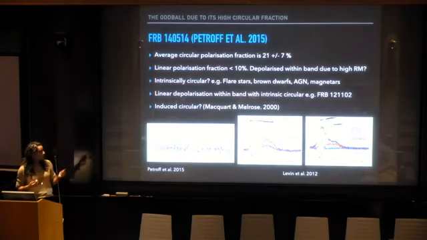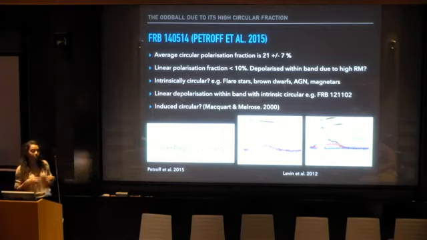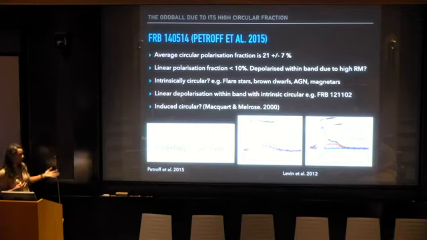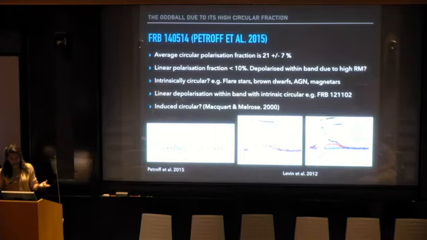The next FRB we're looking at is 140514. This is a very interesting FRB because it had no linear polarization but was highly circularly polarized. Now, we could look at 3 potential cases for why this could be. In the first scenario, maybe the source indeed has intrinsic low linear polarization and high circular polarization.